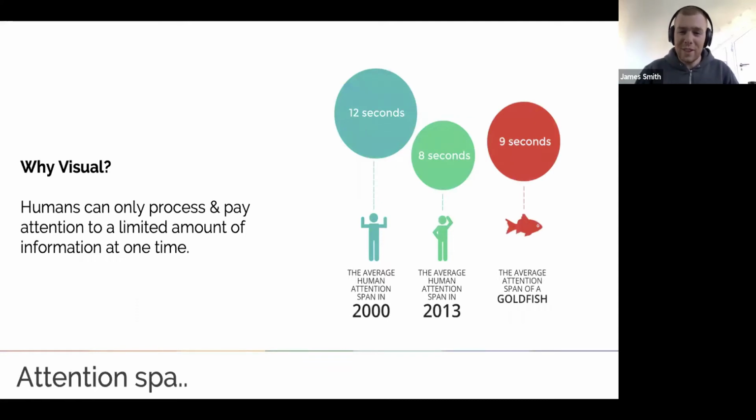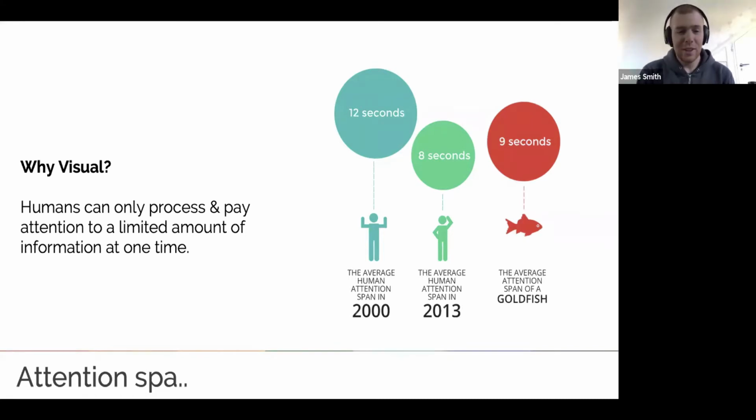So into the science now. Why is it important that this is visual? I found this quite interesting infographic now that the average human attention span has actually reduced from 12 seconds down to 8 seconds, which is now lower than that of a goldfish. I assume that is mainly due to the proliferation of things like smartphones, things like videos, the constant access to being able to scroll down social media, being able to look at videos and so on.